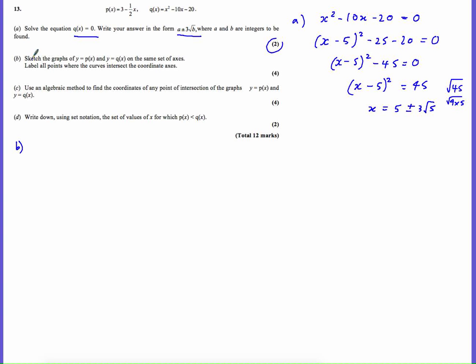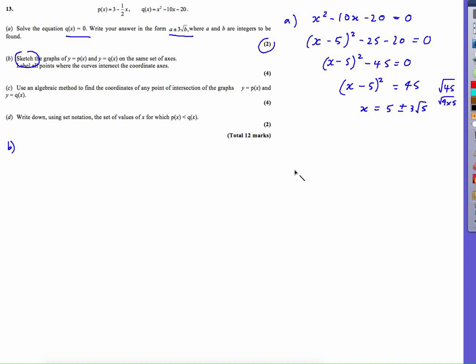Second bit, sketching. God, I can't believe they ask you to sketch in a maths exam. So we now know lots about what this looks like. We know that q is a quadratic, and I know that p of x has no powers in there, so I know that's a straight line. So remember, it doesn't need to be perfect, but it does need to be vaguely half decent. So draw yourself a set of axes and go from there.